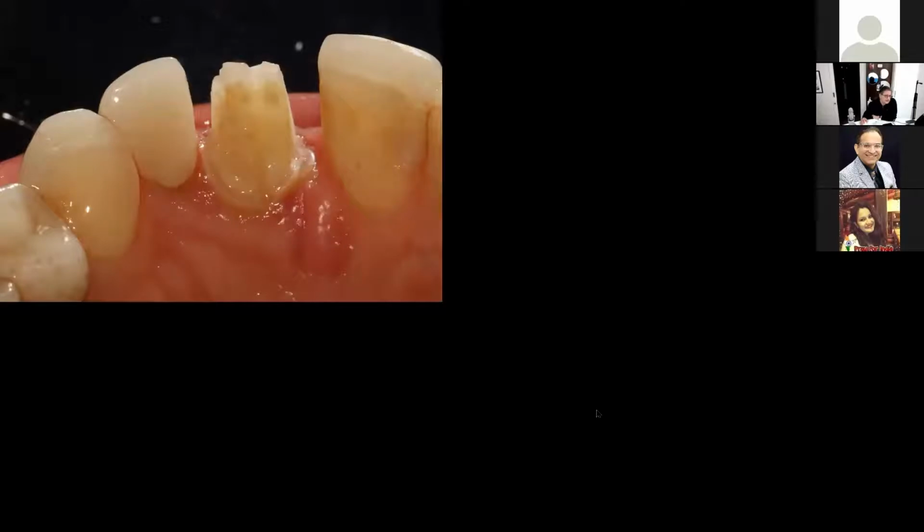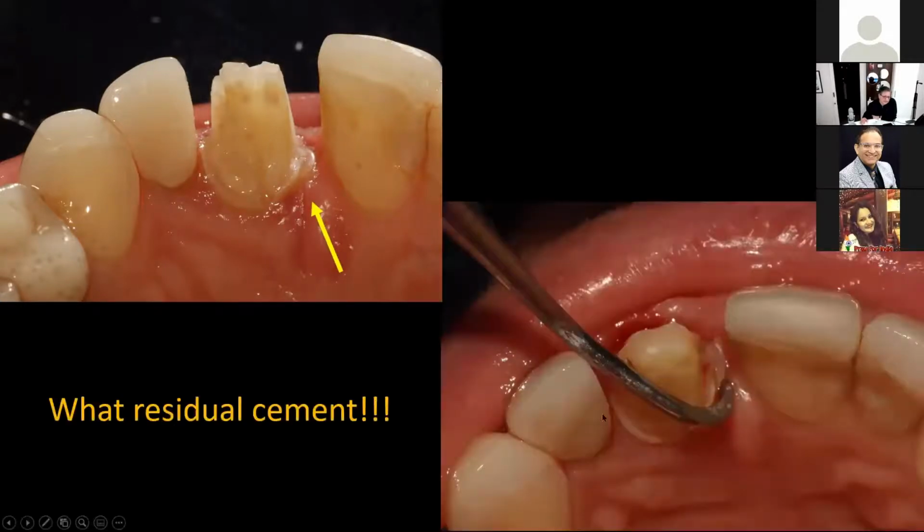Okay. You know, I don't have excessive cement. Yes, you do. No, I didn't. Yes, you did. Okay. So what residual cement? It's here. Every time I replace veneers, I find a lot of residual cement. It's always left behind. You've got to take time to clean this residual cement when you place veneers or crowns.